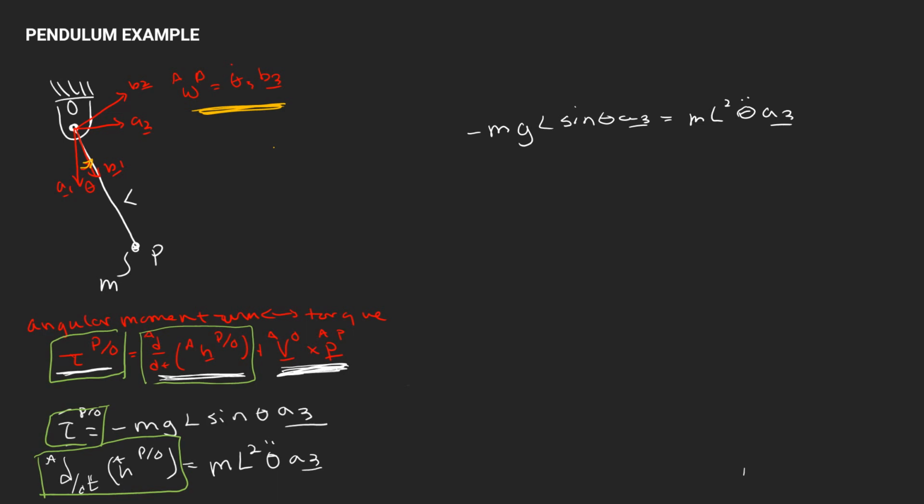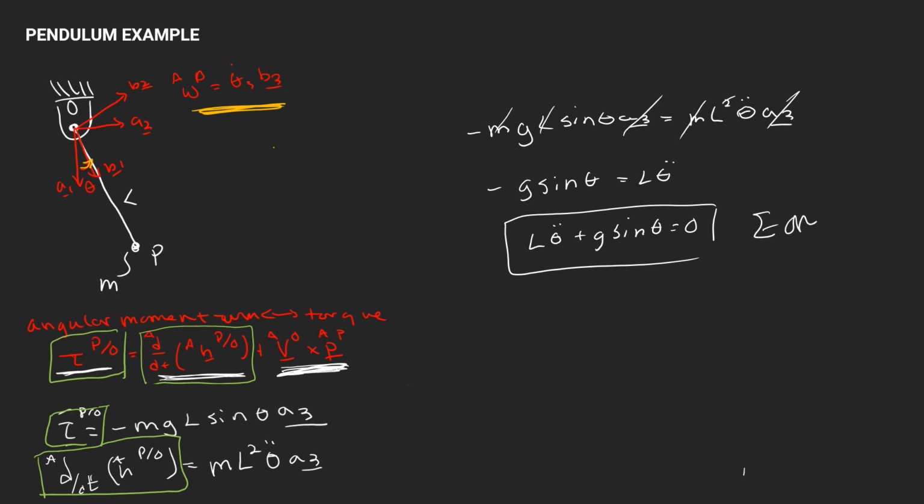We just need to simplify. So we can get rid of A3 on both sides, the m on both sides, and an L term. And so that leaves us with negative g sine theta equal to L theta double dot. And so we can just simply rearrange that to be L theta double dot plus g sine theta equals 0. So this here is our equation of motion. And you should notice that it's exactly the same as the equation of motion we arrived at when we calculated it using the force linear momentum relationship.